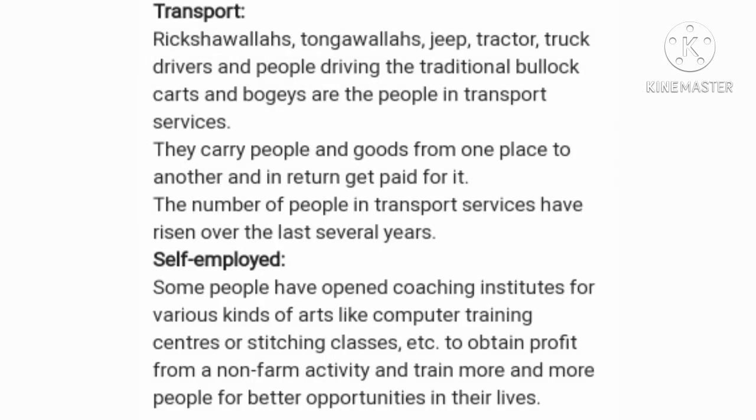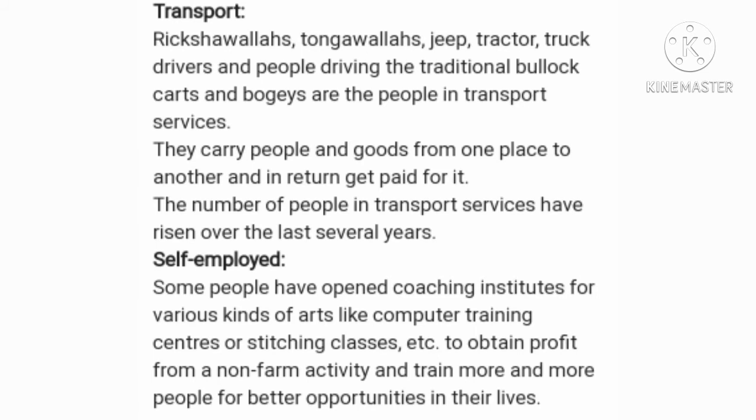Next one, transport. Rickshawalas, tangawalas, then jeep, tractor, truck drivers and people driving the traditional bullock carts and bogies are the people in transport services. They carry people and goods from one place to another, and in return get paid for it. The number of people in transport service has risen over the last several years. So another non-farming activity in Palampur is transport. We can see these types of people in our area.